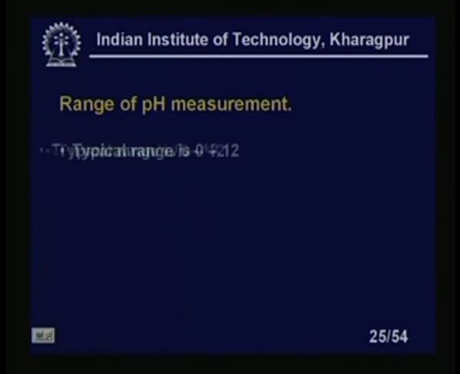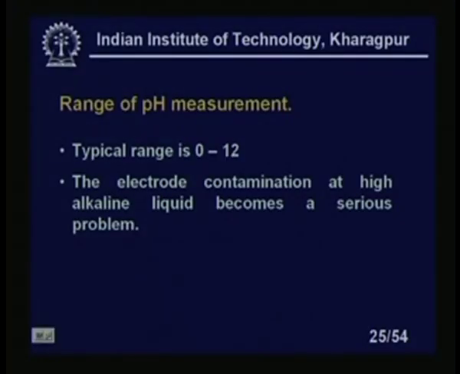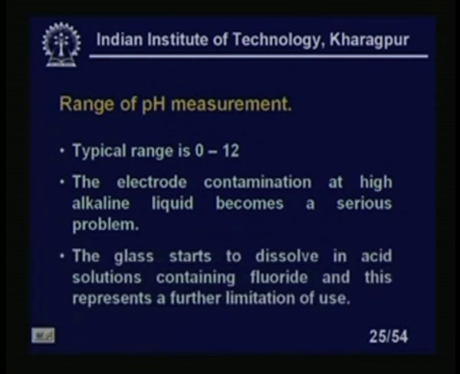Now, the range of pH measurements: the typical range for measurement is 0 to 12, because it is very difficult to measure beyond 12, okay, it becomes so alkaline, it is very difficult. Electrode contamination in a highly alkaline liquid becomes a serious problem. The glass starts to dissolve in acid solution containing fluoride, and this represents a further limitation of its use. That is for the lower range, even though I am saying 0, we cannot really measure a pH value of 0, it is very difficult, right, it is highly acidic.